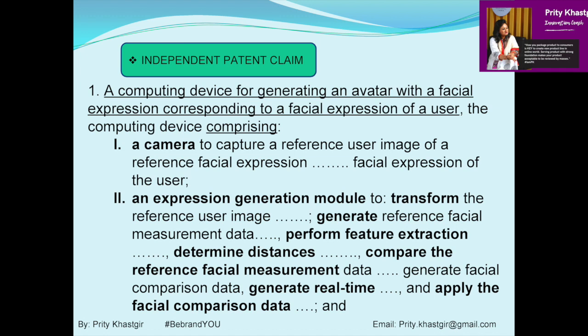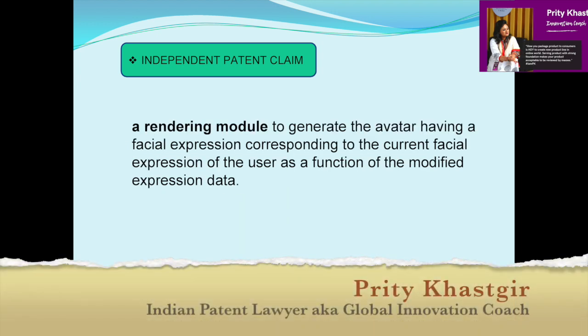Performing a number of steps. The first step is to transform the reference image, then generate reference facial measurement data, perform feature extraction on an image, determine distance between the identified facial features, compare the reference facial measurement data, generate real-time measurement data, and apply the facial comparison data to the real-time facial measurement data to generate modified expression data, and a rendering module to generate the avatar having the facial expression corresponding to the current facial expression of the user as a function of the modified expression data.